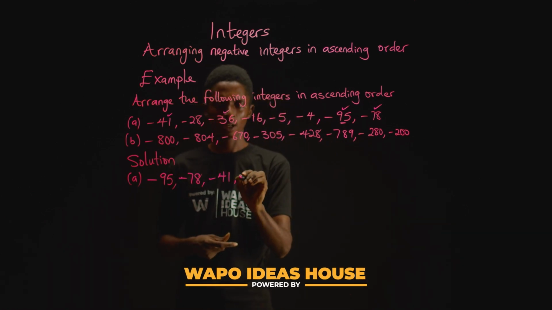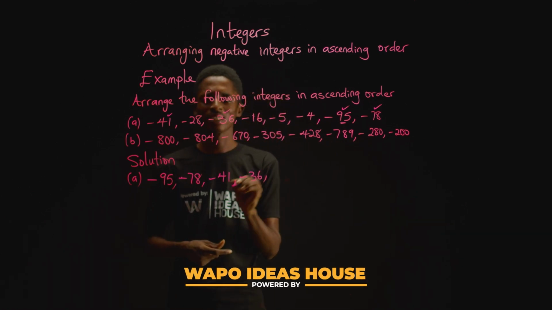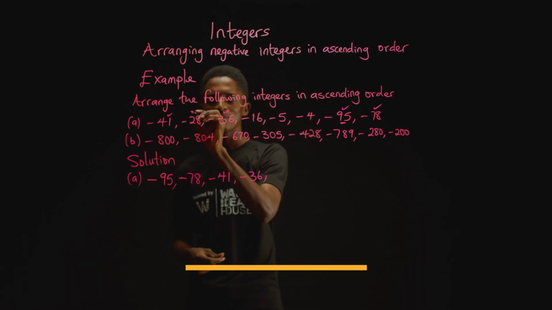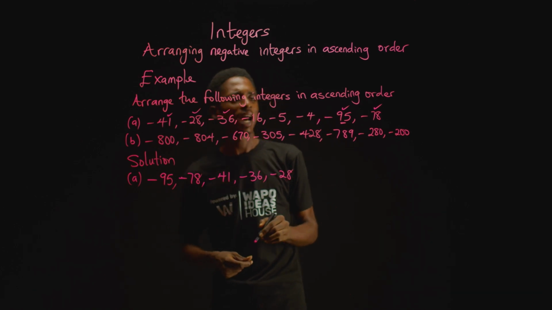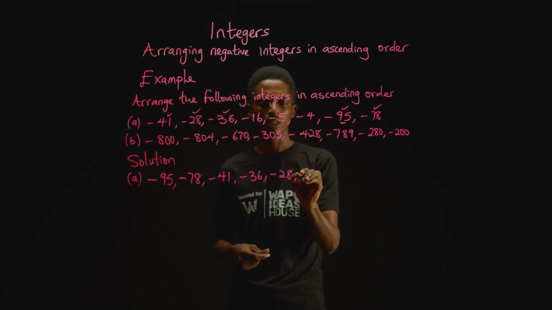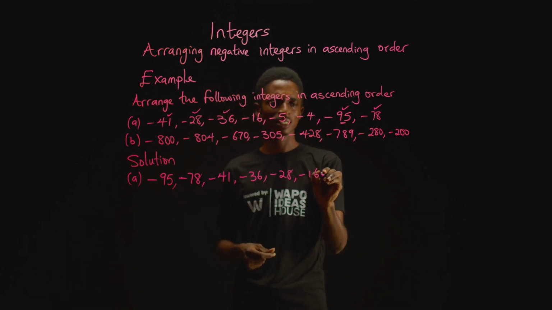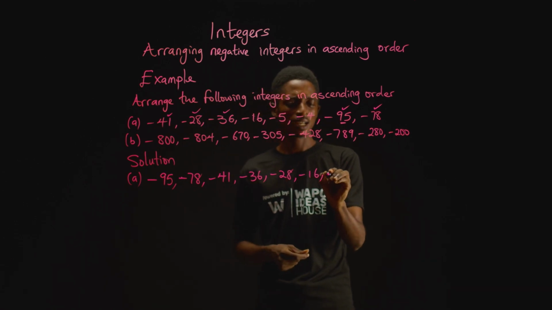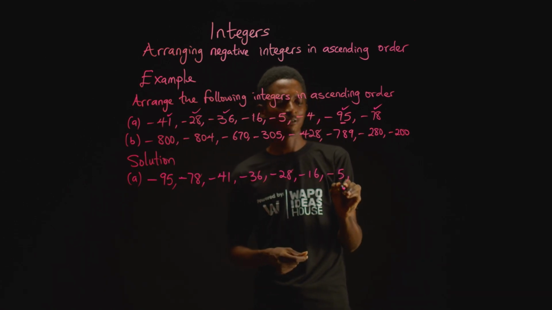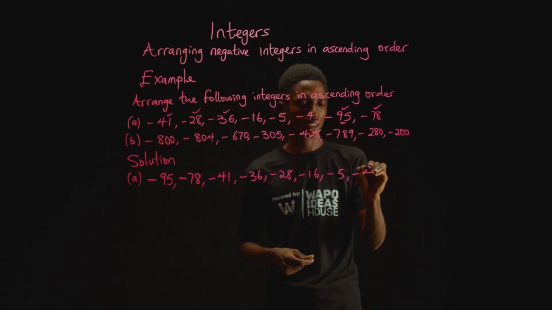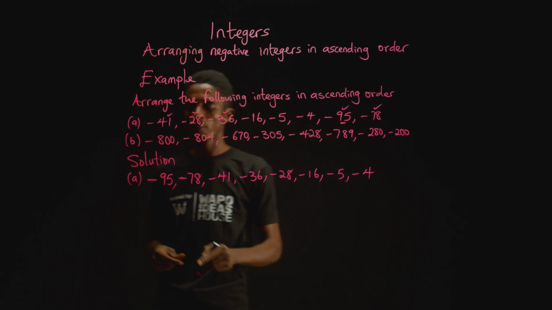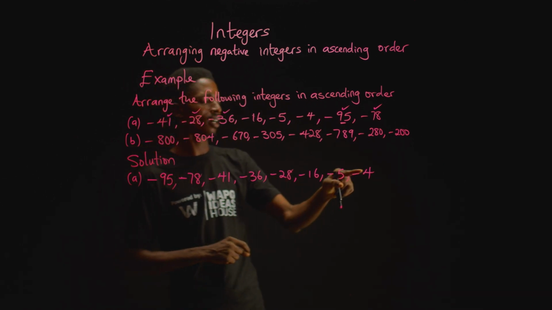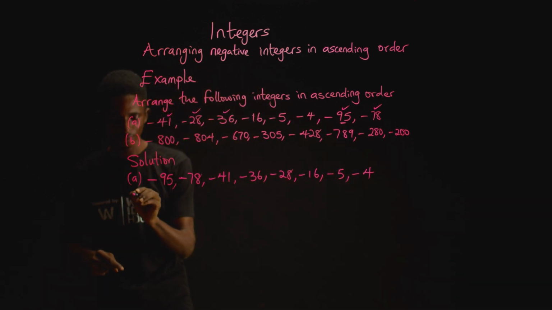We have minus 36, followed by minus 28, and then we have minus 16, then minus 5, and finally minus 4. We have now arranged these numbers from the smallest to the largest.